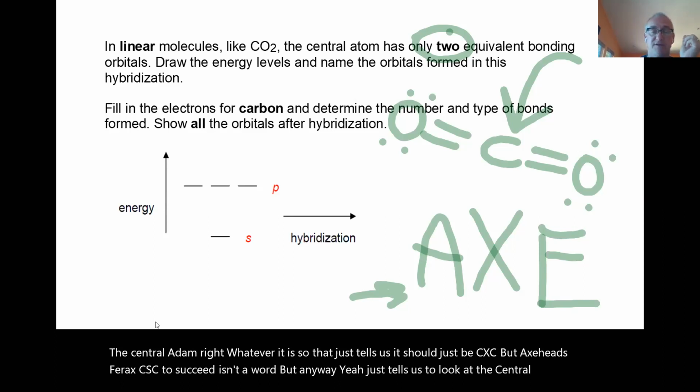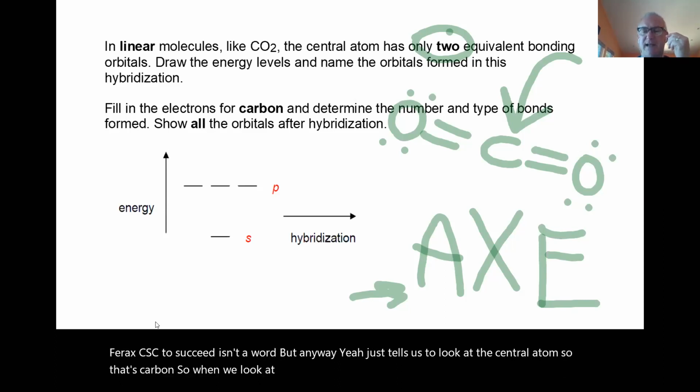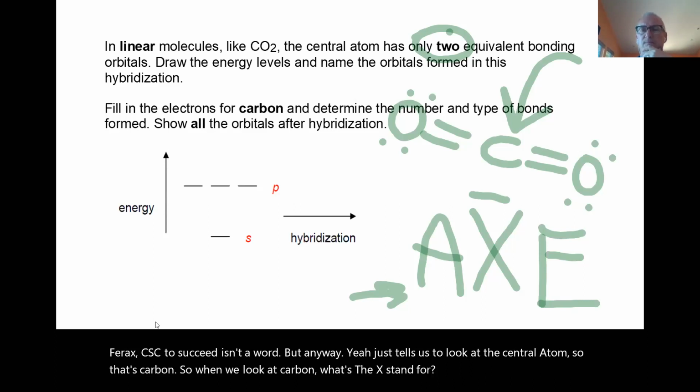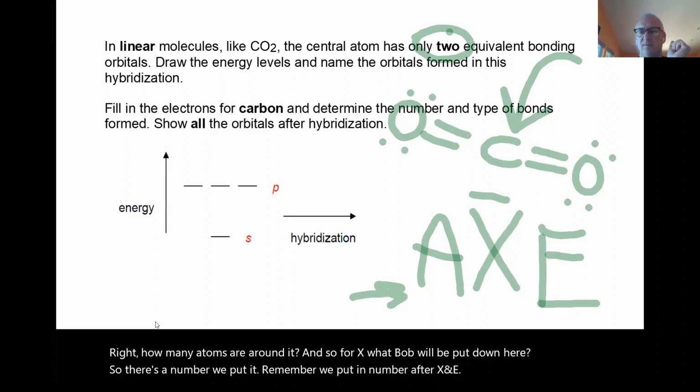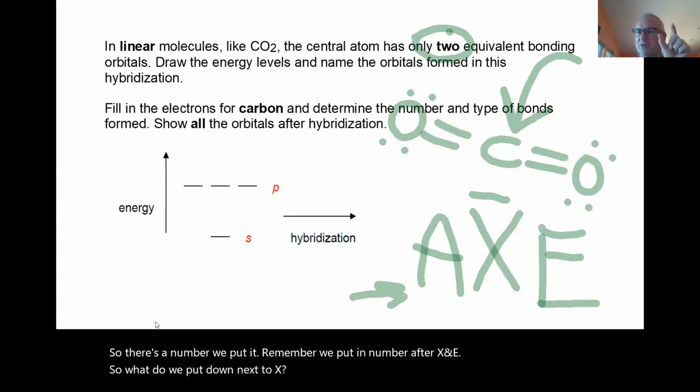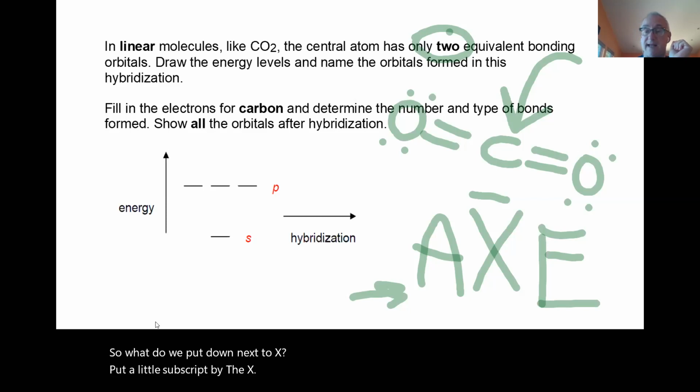So that's carbon. So when we look at carbon, what does the X stand for? Surrounding atoms. Right, how many atoms are around it? And so for X, what will we put down here? Remember, we put a number after X and E, a little subscript by the X. Would it be 2? Yeah, exactly. There's 2 atoms around it, so we just put 2.